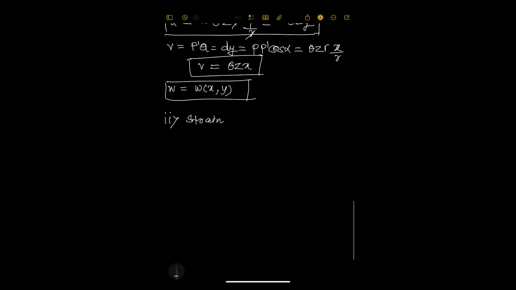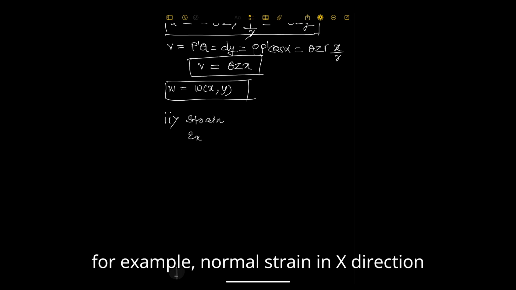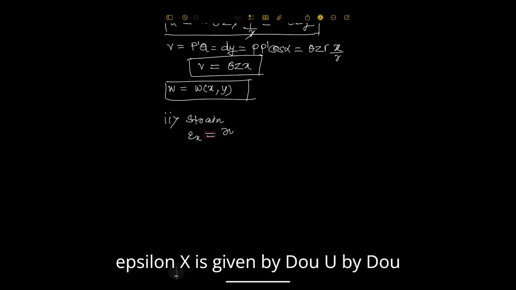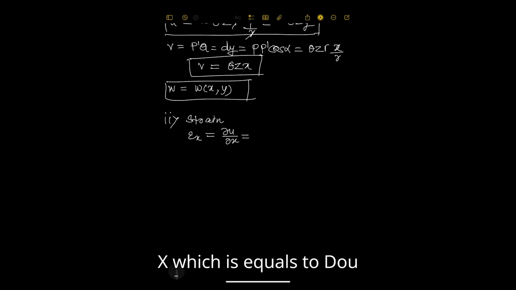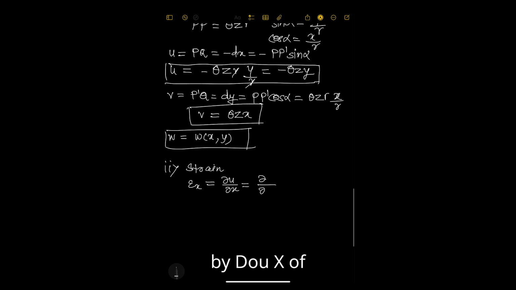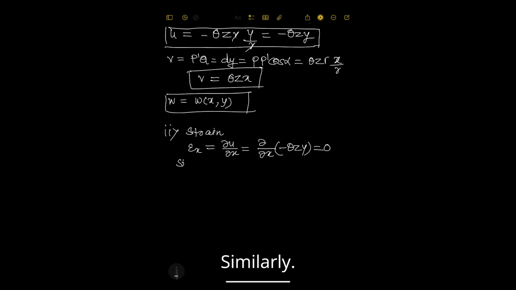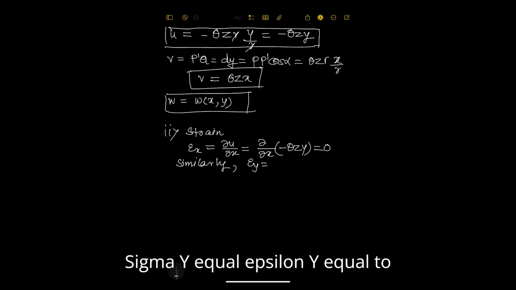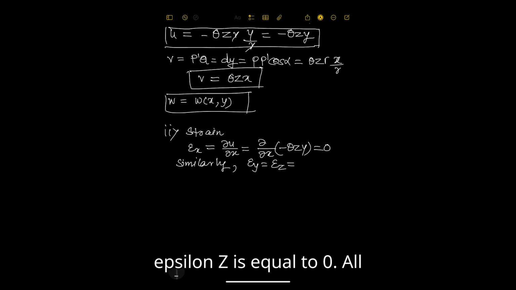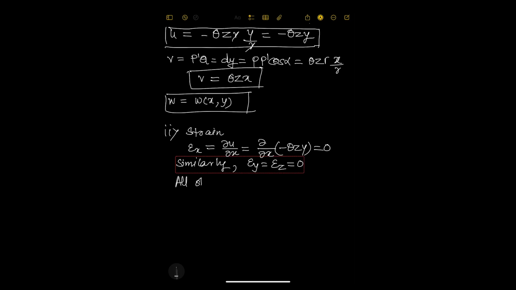For example, normal strain in x direction, epsilon x, is given by dou u by dou x, which is equal to dou by dou x of minus theta z y, which is equal to 0. Similarly, epsilon y equal to epsilon z is equal to 0. All normal strains are 0.